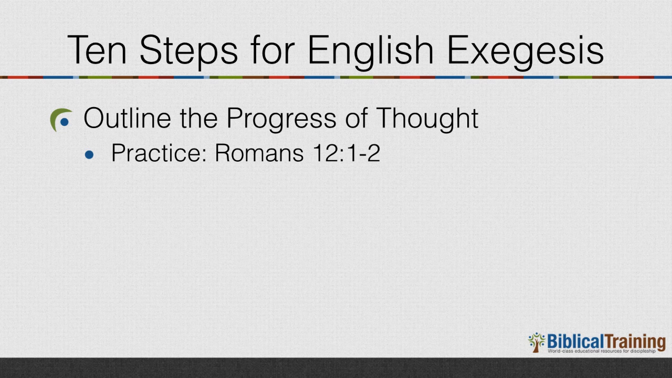The command to present your bodies as a living sacrifice. Verse 1a. The reason to present your body as a living sacrifice. Verse 1b. The means of presenting your body as a living sacrifice. Verse 2a. The result of presenting your body as a living sacrifice. Verse 2b. You can see this is a progressive outline because it identifies different aspects of what it means to present your body as a living sacrifice.